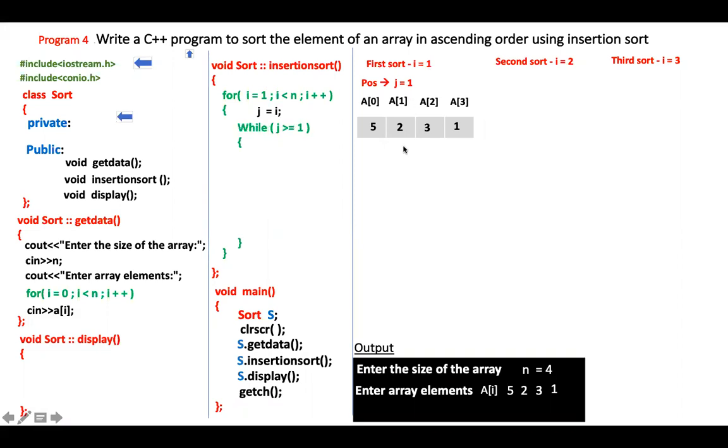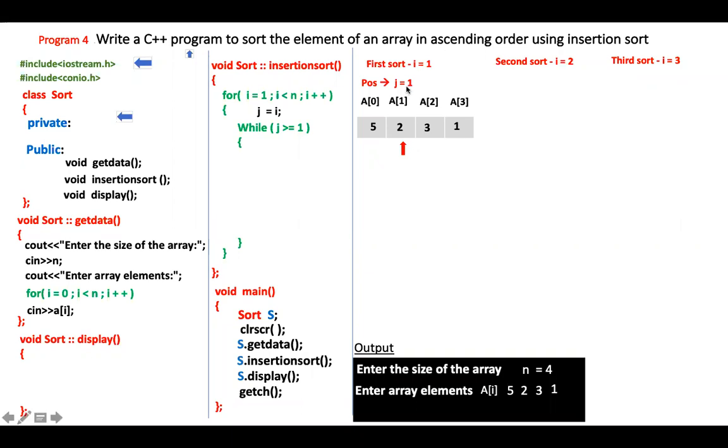Now I'll write my while loop. First, why have I written the while loop? Because it will check for each iteration till when I have to exchange my values. Okay. So since the j value is 1, is 1 greater than or equal to 1? Yes, 1 is equal to 1. Next, I'll select my memory locations from where I should start exchanging.